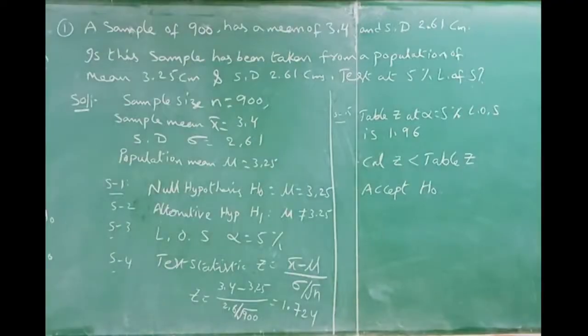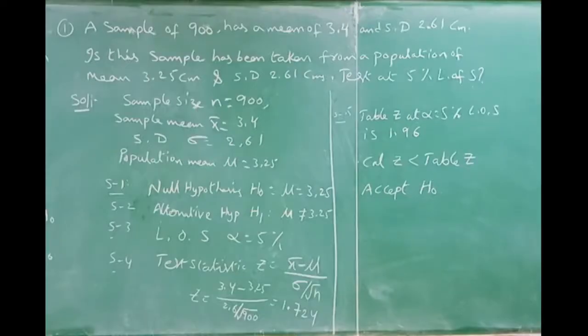Understand this problem? Let us see one more time. Sample size n is equal to 900, sample mean x bar, standard deviation sigma 2.61, population mean mu 3.25. Then we took the steps. Step 1, null hypothesis: mu is equal to 3.25. Alternative hypothesis H1: mu is not equal to 3.25. Then level of significance alpha is 5%. Then test statistic Z is equal to x bar minus mu by sigma by root n. I substituted all the values and calculated using the calculator and got 1.724.